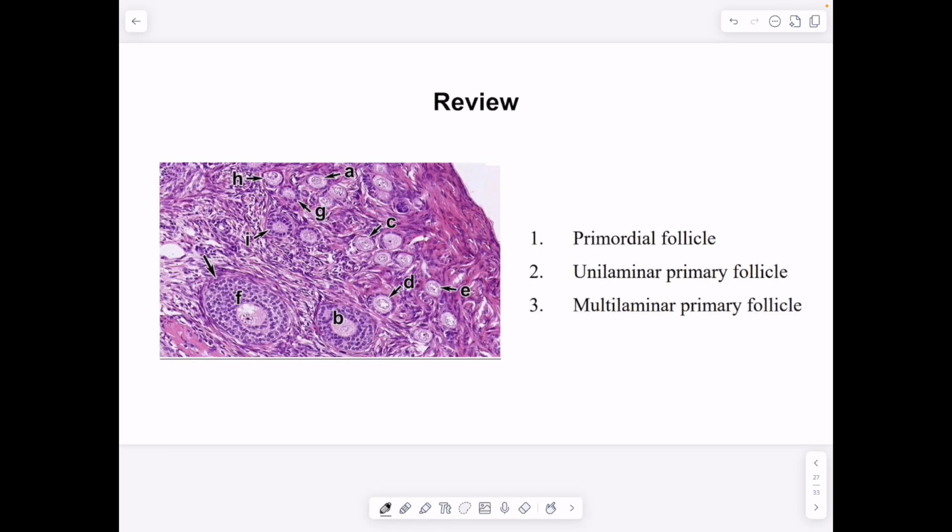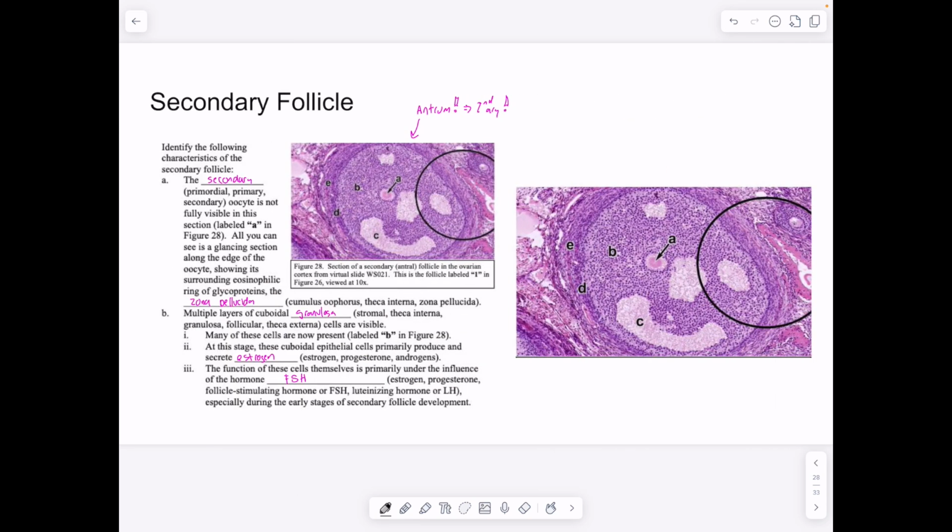All right, so we've reached the review section. This is a lot. So primordial follicles, we said, have squamous cells on the outside. This would be a unilaminar primary follicle. This looks like it might, I'd say still unilaminar. This is clearly not unilaminar. I don't see any antrums. This is a primary, secondary. All right, so multilaminar, secondary follicle.